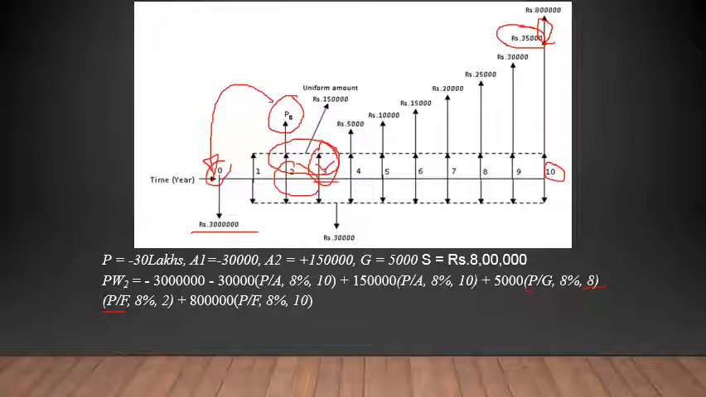Why 2? Because it is at a distance of 2 years. 1, 2. It is at a distance of 2 years from now. So convert that. Okay. So this is very, very important here.